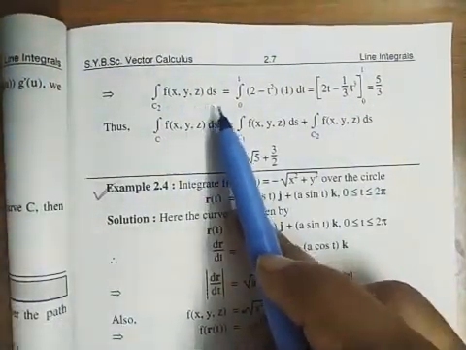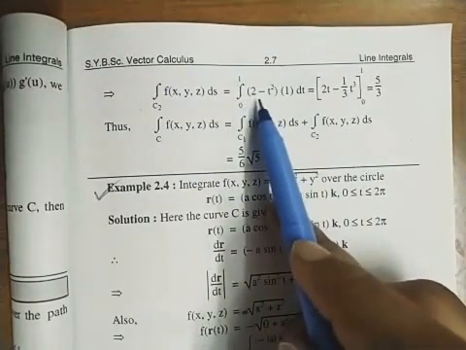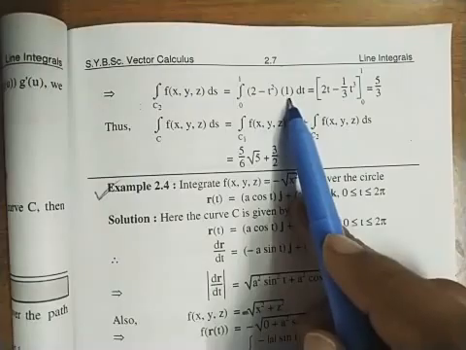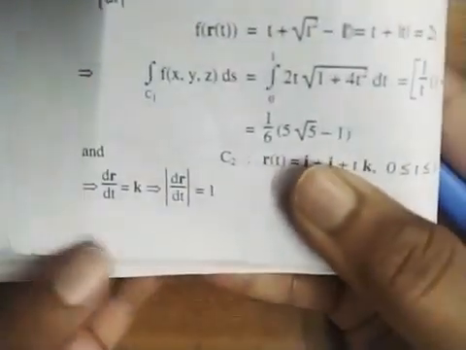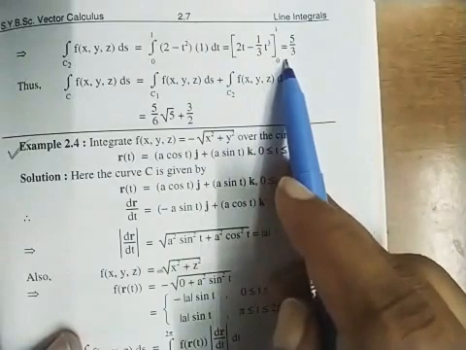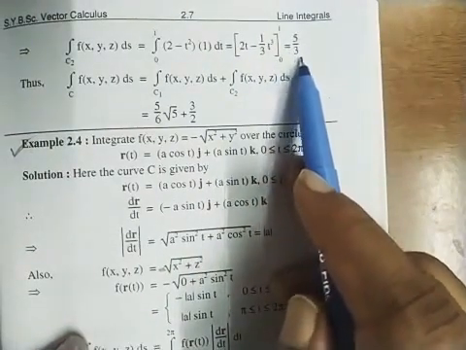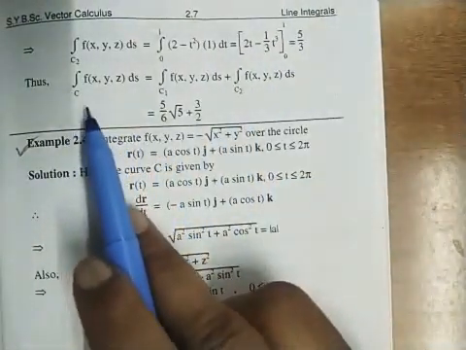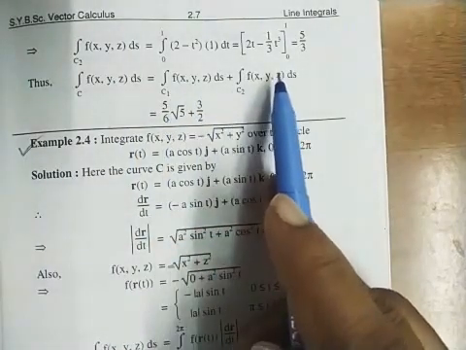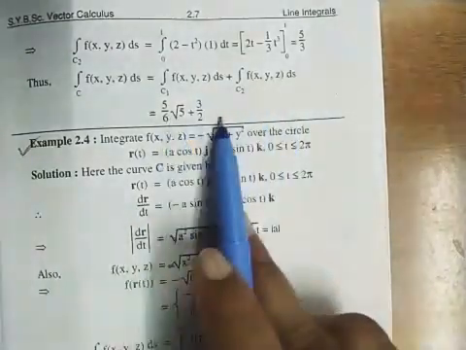Therefore, by using the formula, the integral of f of x y z ds is the integral of f of r of t, that is 2 minus t square, times the length of dr by dt, which we just calculated as 1. We substitute this value here, and after integration we find the answer 5 by 3. So the integration over the complete curve is the integration over the first curve plus the integration over the second curve. Adding both, we get this answer.